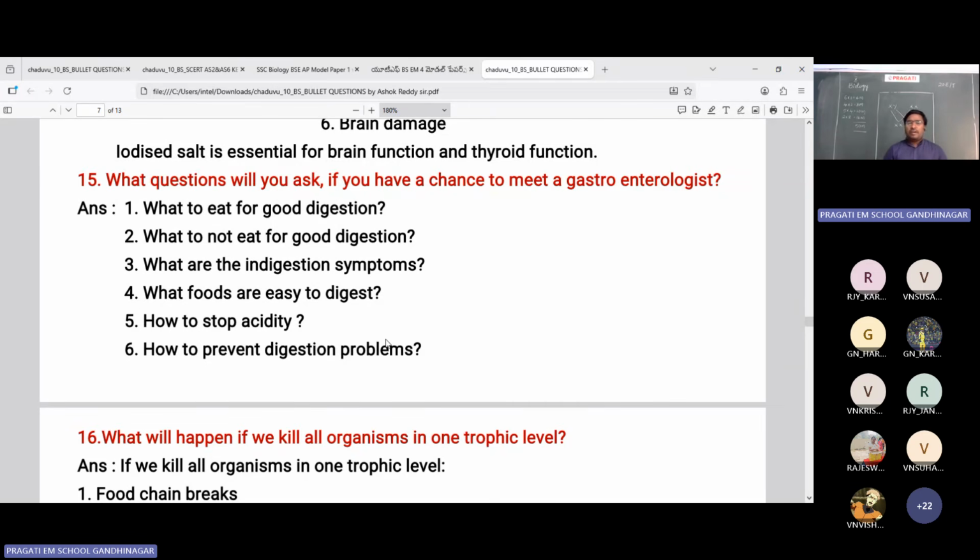Please look here. What to eat for good digestion? What not to eat for good digestion? What are the indigestion symptoms? What foods are easy to digest? How to stop acidity? And how to prevent digestion problems? So basing on the digestion related problems, you can frame the related questions.